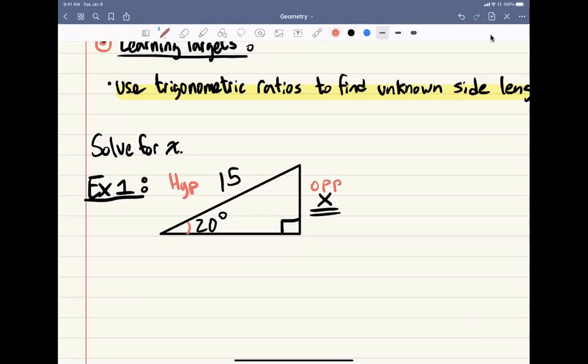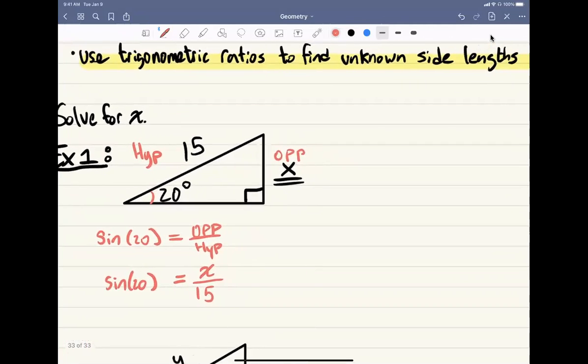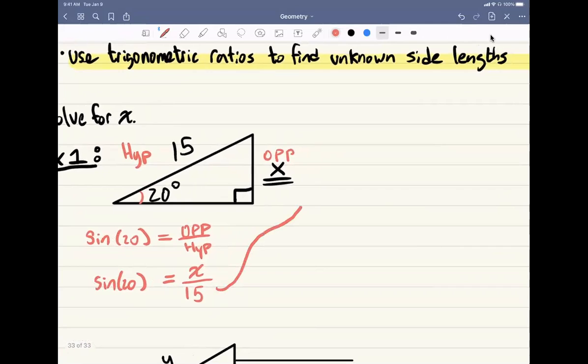So to solve for x, what we've got to do is set up the equation, right? We know sine 20 is a number, like I just said earlier. But that number is going to be equal to, because it's sine, opposite over hypotenuse. What's the opposite in this case? The opposite here is going to be x, and my hypotenuse is 15. So sine of 20 is equal to this, and I can move this up over here so we can finish solving. We have sine of 20 equal to x over 15.